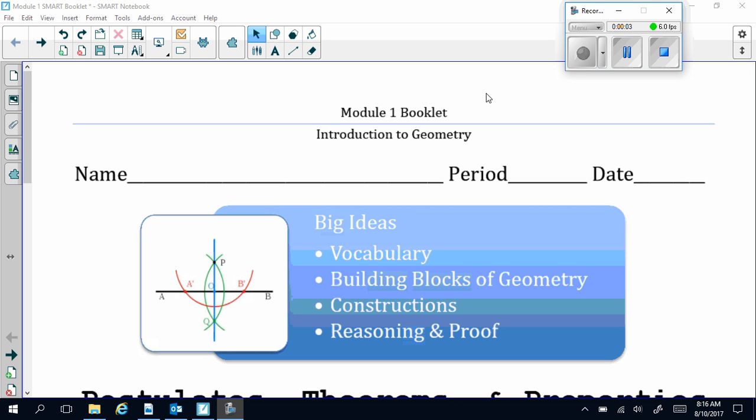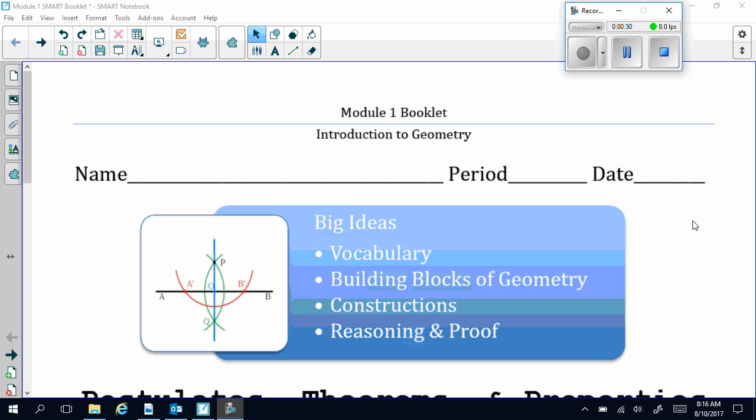In our first module for geometry, we are going to lay the foundation for all of the future modules. So we're going to look at the things that we're going to build all the other geometry concepts off of. Our big ideas in this module are vocabulary, our building blocks, constructions, and reasoning and proofs. We're going to start today with these building blocks. We're going to do a little bit of vocabulary as well, but start today with these building blocks of geometry.